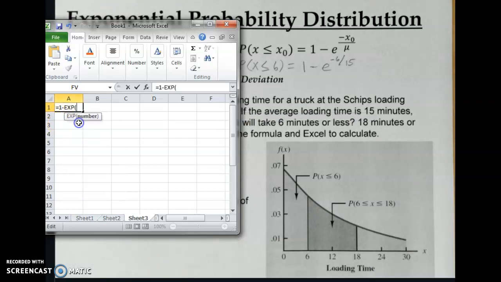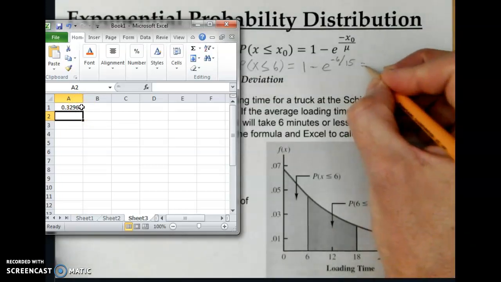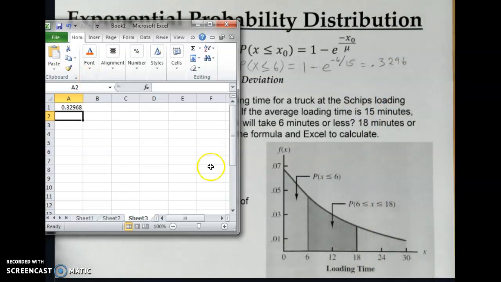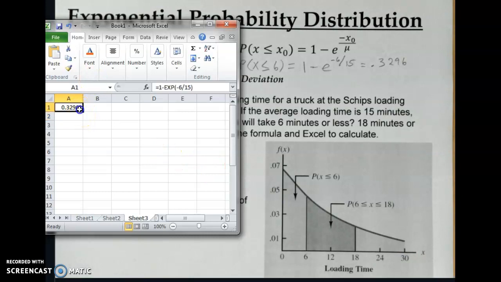exponential, and we want it to the negative, so we're actually going to put negative 6 divided by 15, put that in brackets. Do that correctly, you get 0.3296. So let's just go ahead and write that down over here, 0.3296. In other words, there's a 32%, almost 33% probability of getting a loading time that is less than or equal to 6. That's this area here.